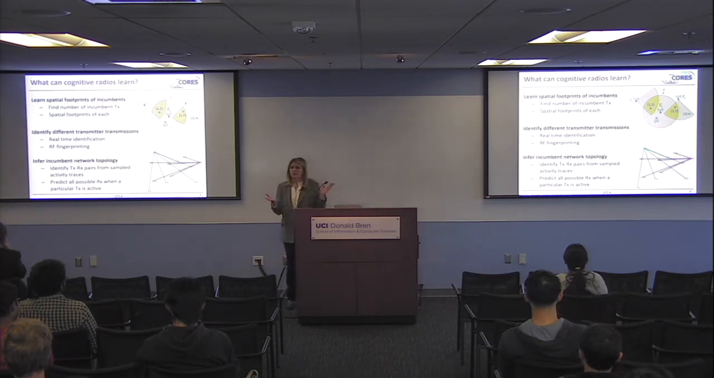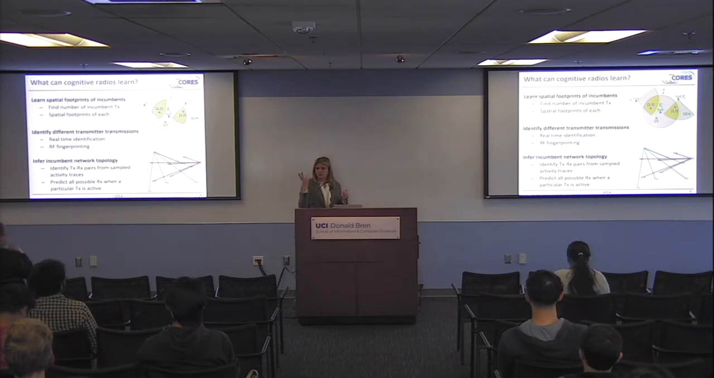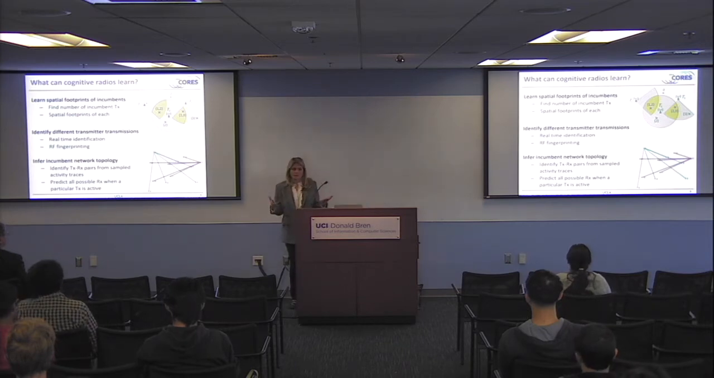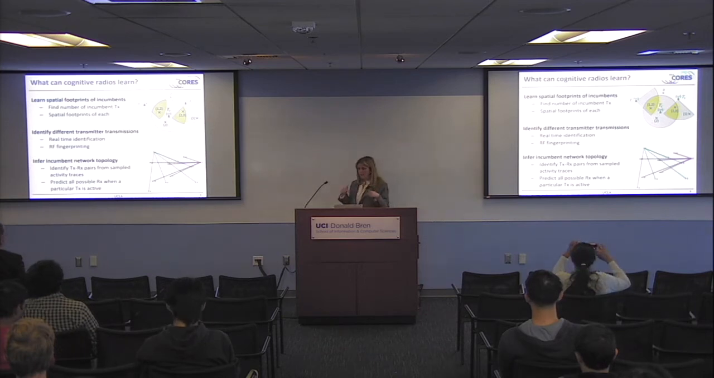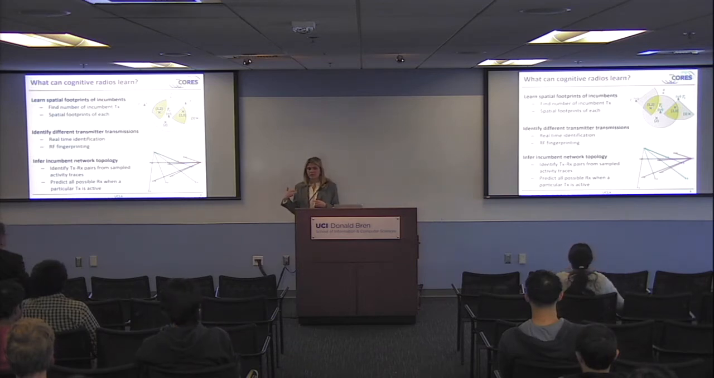Think of this in a classroom: when you hear a voice, you can tell who is speaking. Radios are basically speaking the same thing. They comply with the protocol, sending the same things over and over, yet you can still distinguish them. And then the last one is, from this identification, which I'll call a fingerprint, you can build higher level cognition about who is talking to whom. So basically, you can understand what I call the network topology.